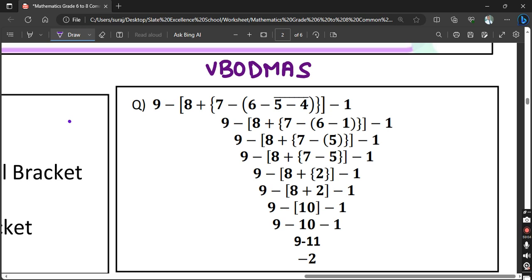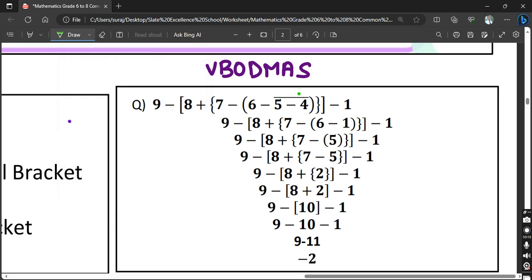So what is the value of 5 minus 4? That is 1. The remaining things I didn't discuss here. 9 came, minus this rectangular bracket, 8 plus 7 minus, none of these things I disturb. My first intention is only to remove this vinculum. So the vinculum I removed.